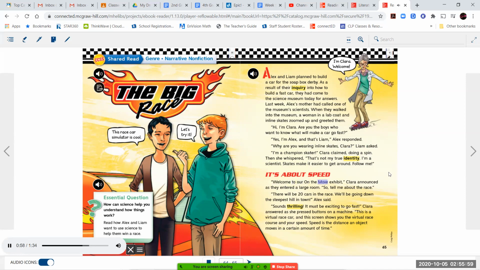"Welcome to our On the Move exhibit," Clara announced as they entered a large room. "So, tell me about the race." "There will be 20 cars in the race. We'll be going down the steepest hill in town," Alex said. "Sounds thrilling. It must be exciting to go fast," Clara answered as she pressed buttons on a machine. "This is a virtual race car, and this screen shows you the virtual race course and your speed. Speed is the distance an object moves in a certain amount of time. I'm Clara. Welcome."